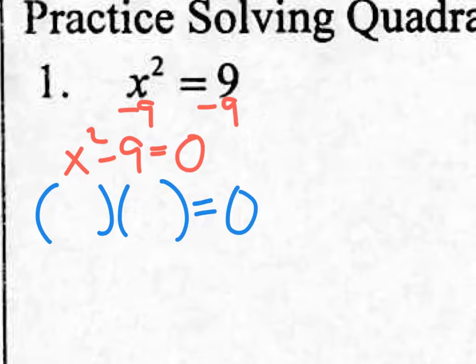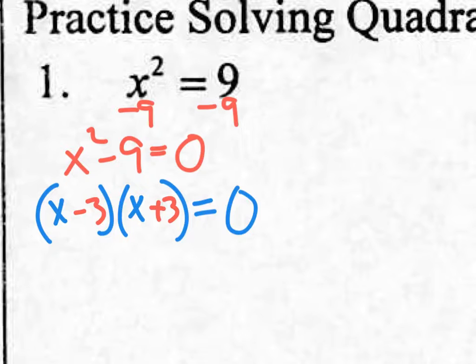So let's go back and think, what times what is the c value that if I combine together gives me the b value? Now, what is the b value? 0. There is no b value. So in other words, what times what is negative 9 that if I add together is nothing? That'd be a negative 3 times a positive 3. You guys remember that? Factoring?